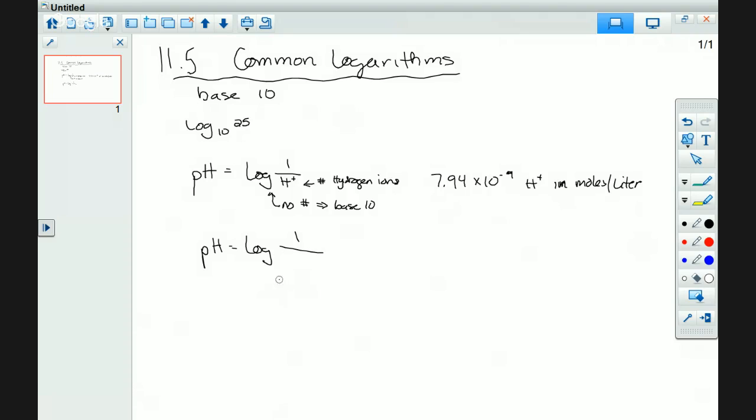You basically stick your number in there. This is a calculator problem. So if you don't have one, you might want to go grab one, because I haven't showed you calculator logs.